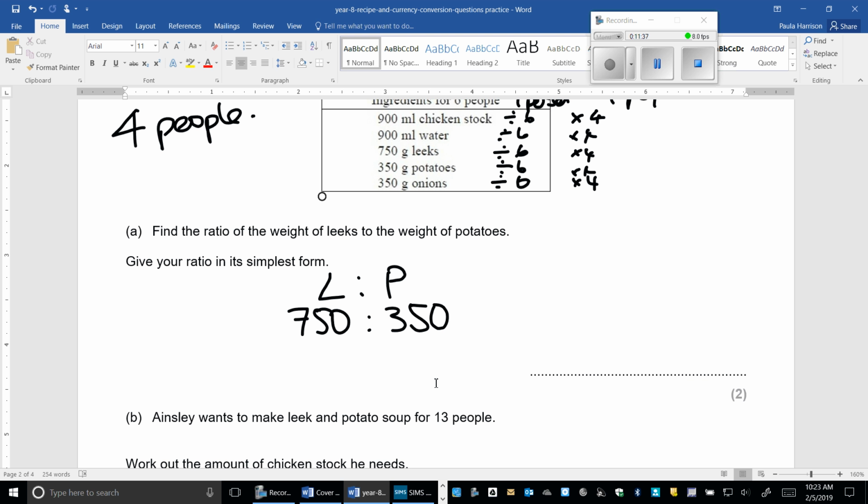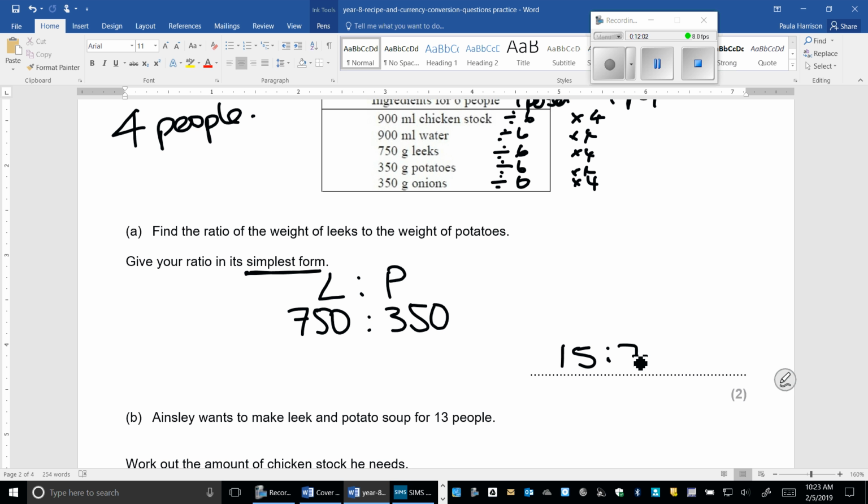And then the important thing here was that Georgie spotted, it said in its simplest form. So if we'd written 750 to 350, we wouldn't get full marks. We can use our calcs to help us. Sorry, Georgie, what did you say it was? 15 to 7. And we'll remember to use our fraction button, yes, to help simplify fraction ratios.